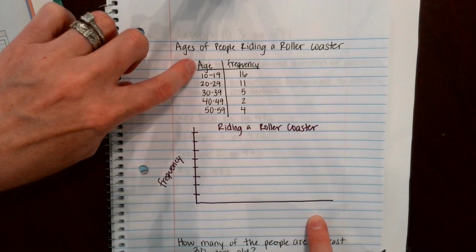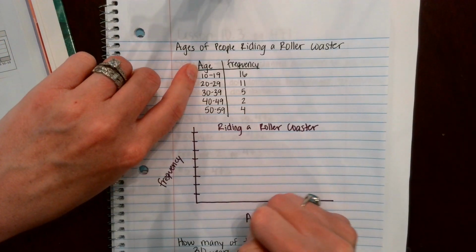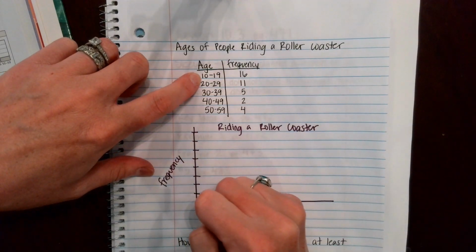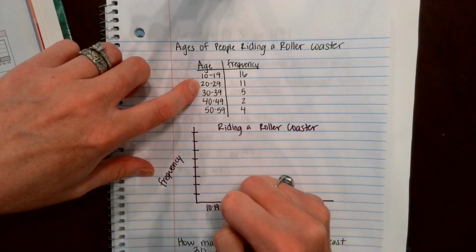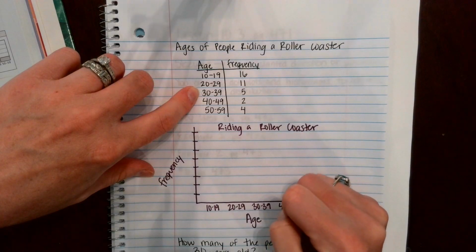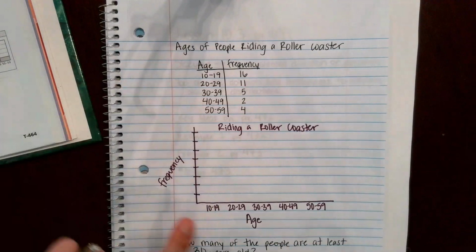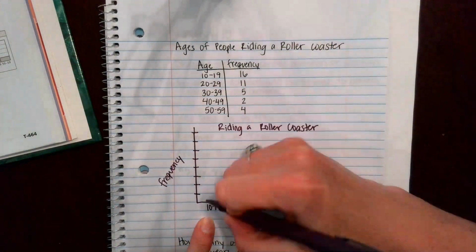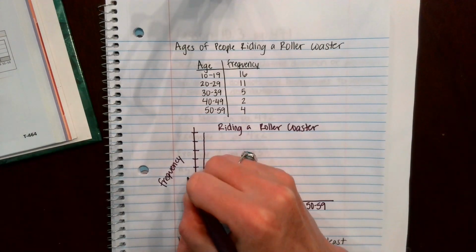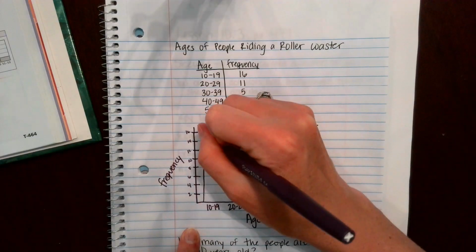You can look at your frequency table in order to get that title. Here will be age to get that unit. And then I can do my intervals: 10 to 19, 20 to 29, 30 to 39, 40 to 49, 50 to 59, making sure that those spaces are equal. Okay, 10 to 19 goes all the way up to 16. 2, 4, 6, 8, 10, 12, 14, and 16.